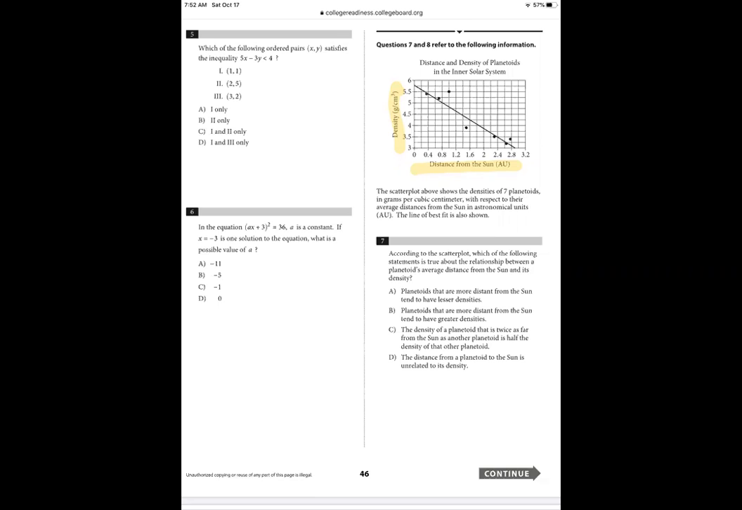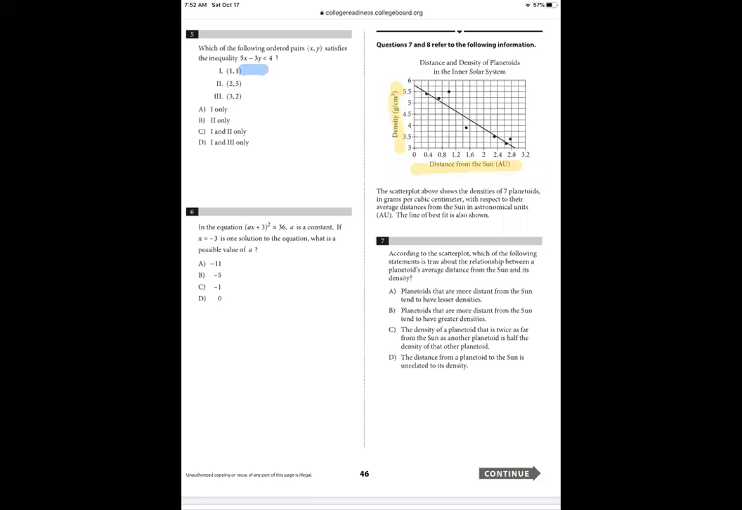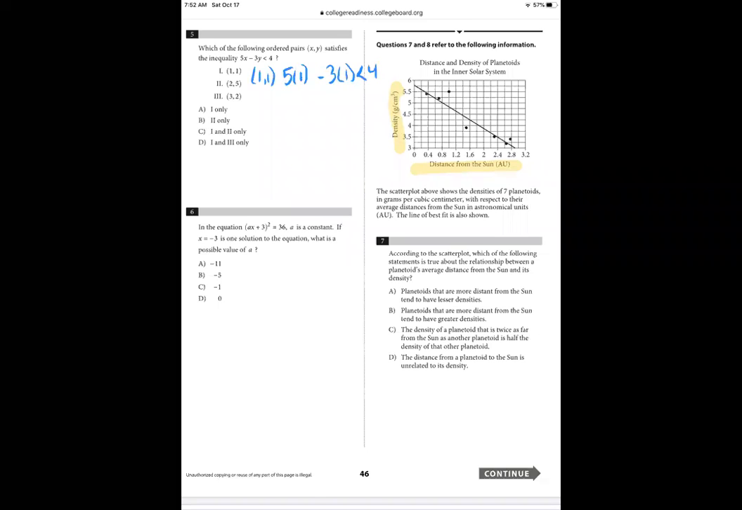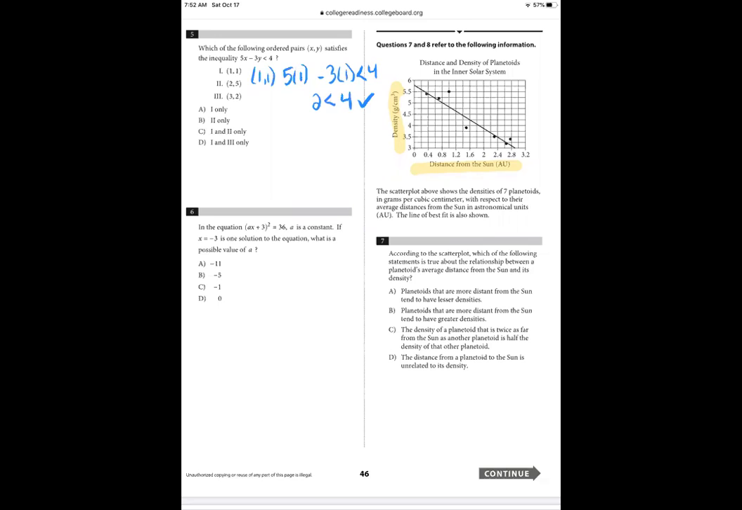So for number 5, if I start with 1, 1, that would give me 5 times 1 minus 3 times 1 is less than 4. So is 2 less than 4? Yes, it is. So it works in 1.